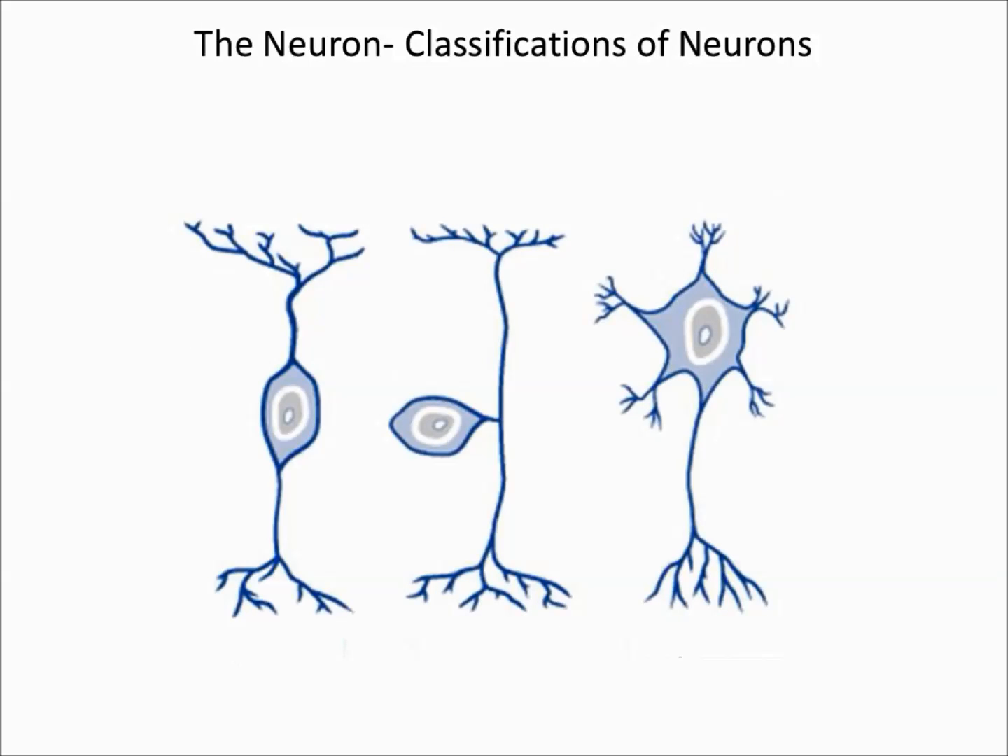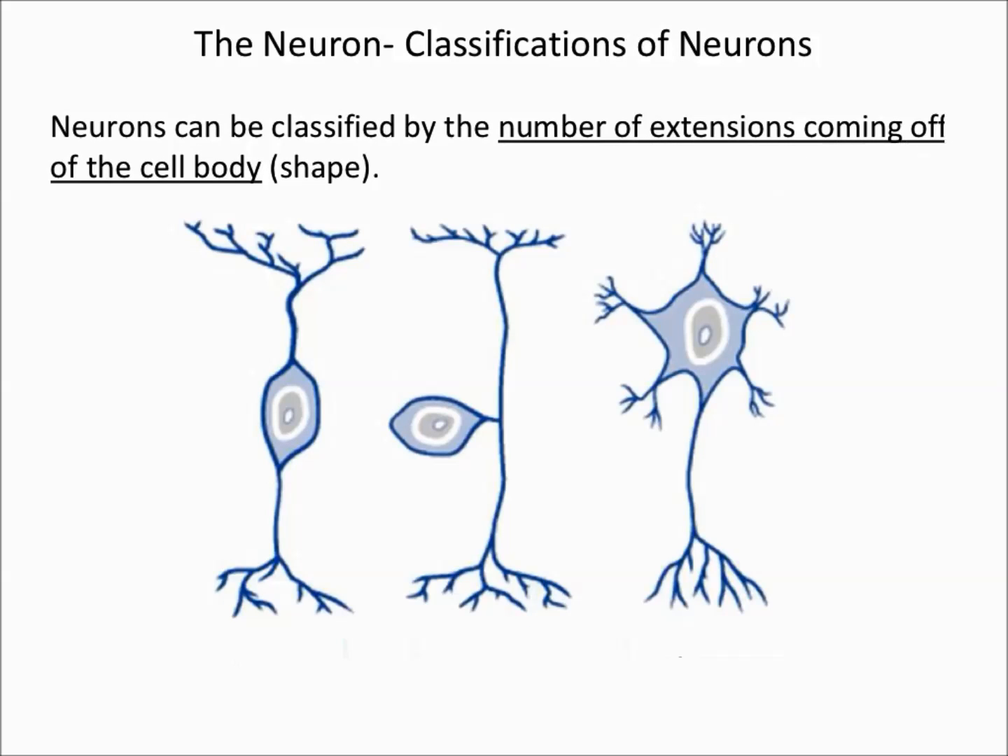Next, we discuss how neurons can be classified. One way that neurons can be classified is by the number of extensions coming off of the cell body. In this particular example, the 3 neurons that you're looking at, in the first picture you have 2 extensions coming off of the cell body. This is what we call a bipolar neuron. In the second image, you see 1 extension coming off of the cell body. This is called a unipolar neuron. And in the final image, you can see that there are many extensions coming off of the cell body, and we would classify this as a multipolar neuron.